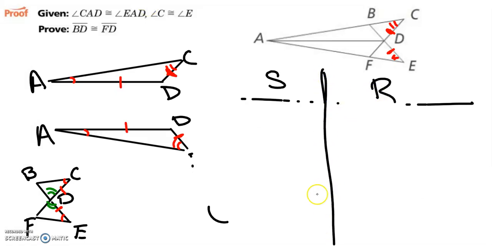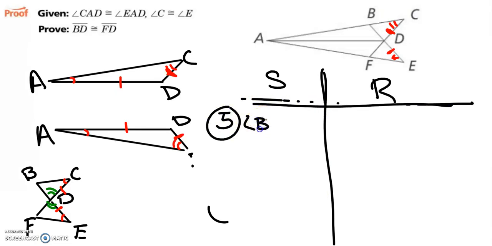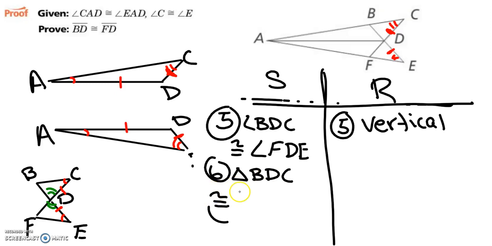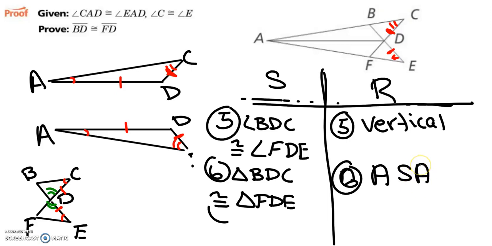So statement 5 is that angle BDC is congruent to angle FDE because they're vertical. And now I have two triangles that are congruent to each other. Triangle BDC is congruent to triangle FDE by angle, side, angle.